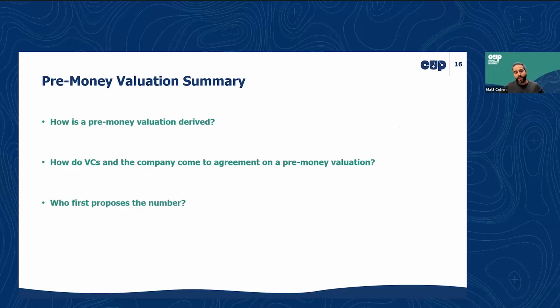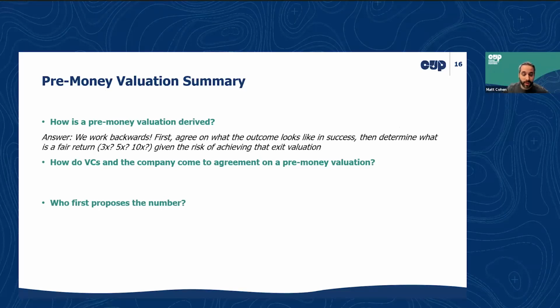So let's give you a quick summary here of some of the things we went through. So how is pre-money valuation derived? Simple answer, we work backwards. First, we agree what the outcome looks like in success, and then we determine, okay, what's a fair return? 3x, 5x, 10x, and that's all based on what's the risk of achieving that exit valuation in the end.